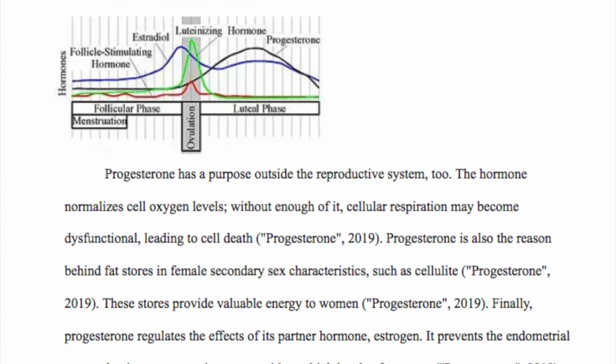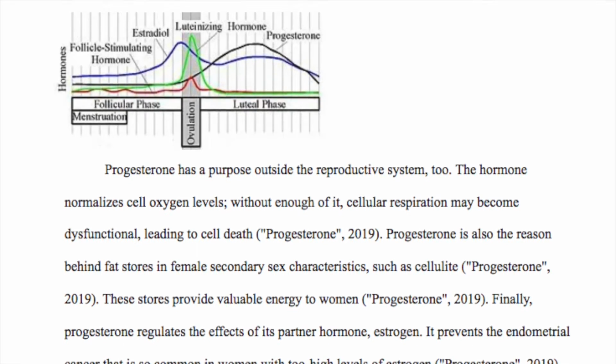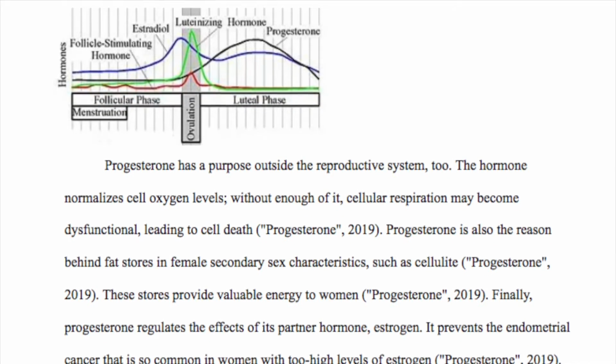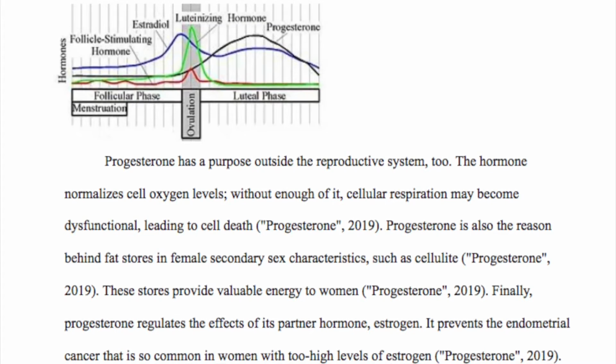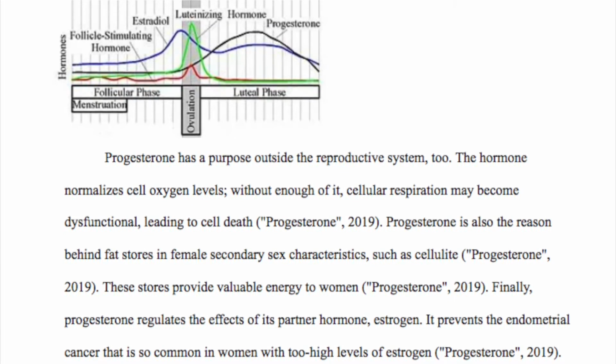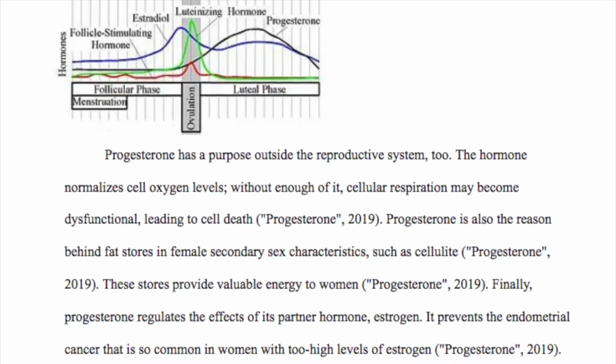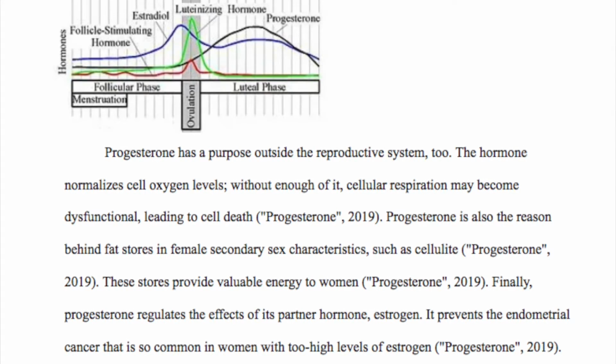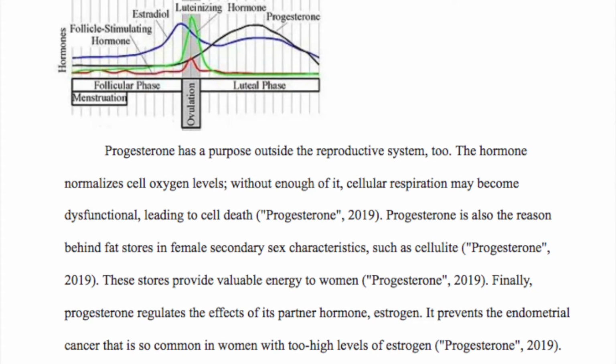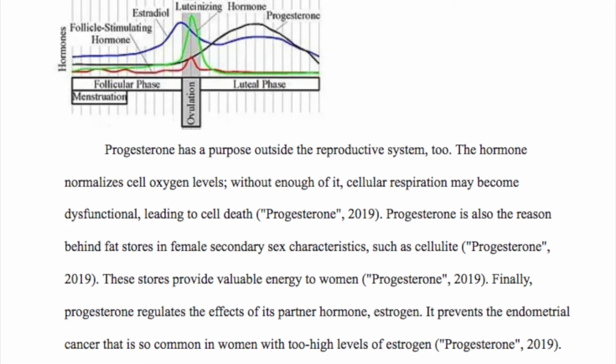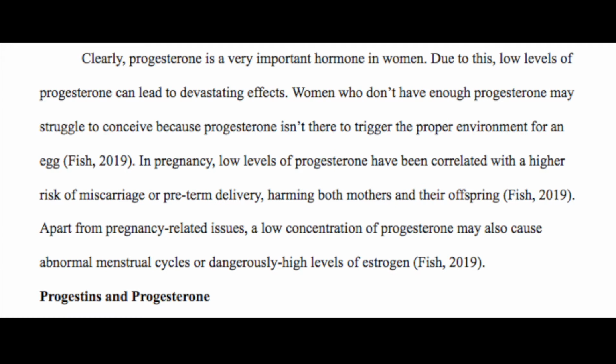Progesterone is also the reason behind fat stores in female secondary sex characteristics, such as cellulite. These stores provide valuable energy to women. That's an abrupt sentence. Finally, progesterone regulates the effects of its partner hormone, estrogen. It prevents the endometrial cancer that is so common in women with too high levels of estrogen. Clearly, progesterone is a very important hormone in women.